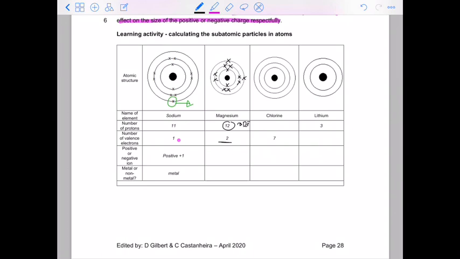So it will become a positive 2 ion. And because it's becoming a positive ion, we know it's a metal.